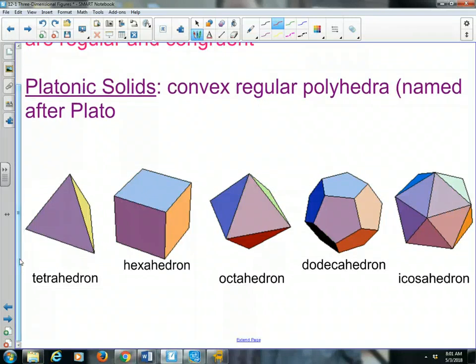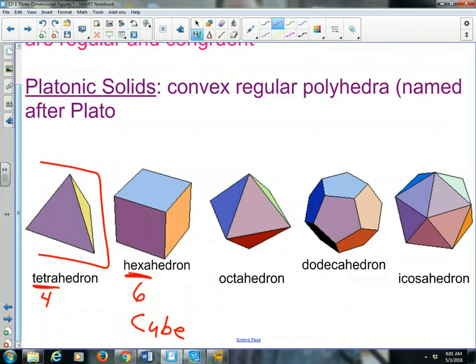There is the tetrahedron. This tet right here, or tetra, means 4. So the tetrahedron has 4 regular triangles. The hexahedron, hex means 6. Sometimes we more so refer to this as the cube. It has 6 congruent sides, like a die has 6 congruent sides. We'd call that a hexahedron in geometry.